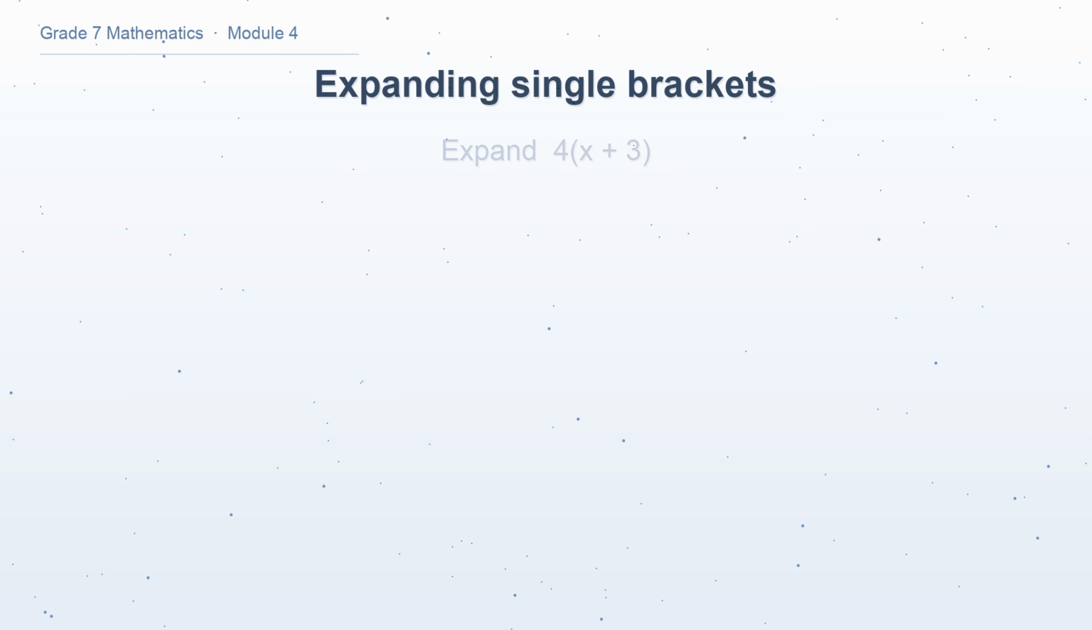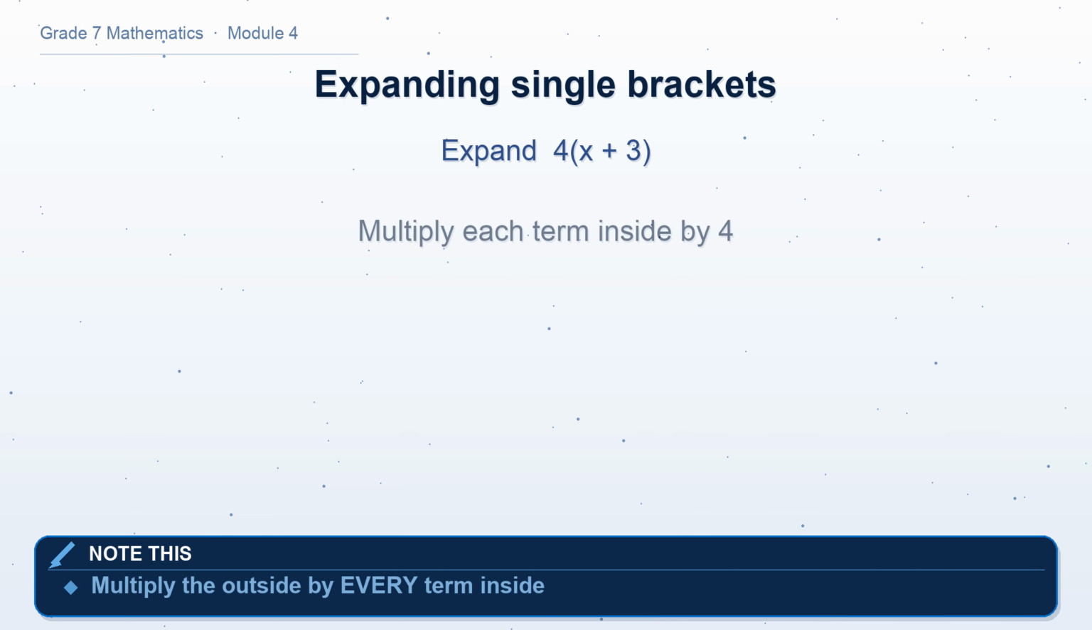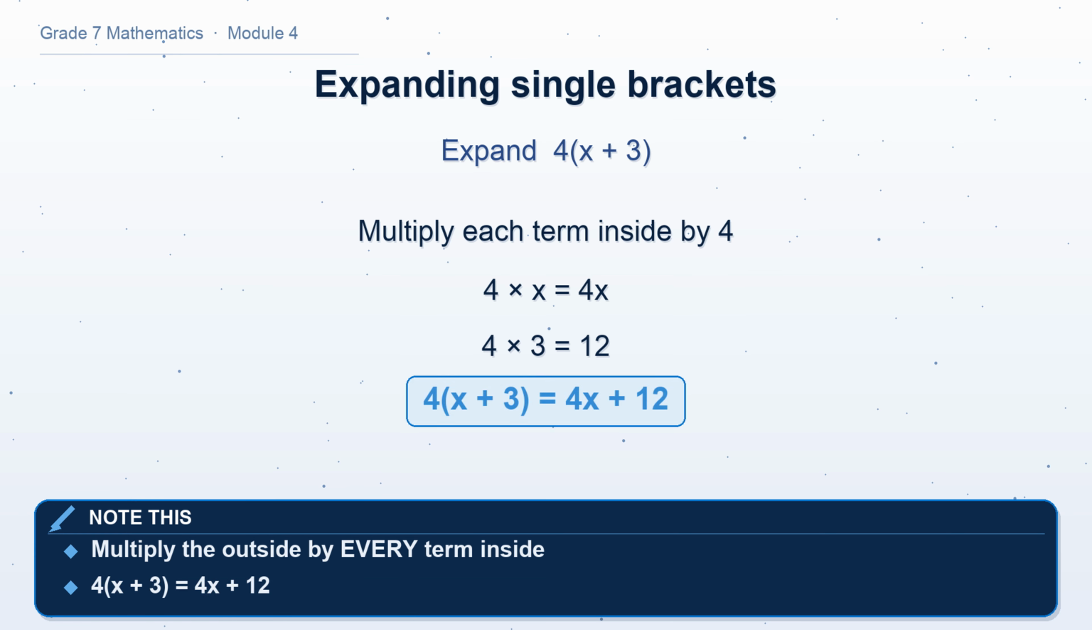Expanding means removing brackets by multiplying. Let's expand 4 times the quantity x plus 3. The 4 outside multiplies each term inside the brackets. 4 times x is 4x. 4 times 3 is 12. So 4 times the quantity x plus 3 equals 4x plus 12. Every term inside the brackets must be multiplied, not only the first.